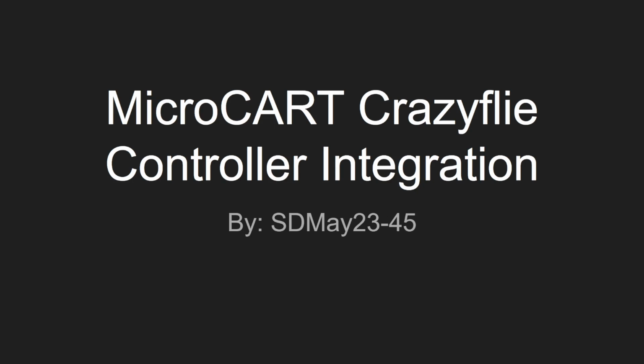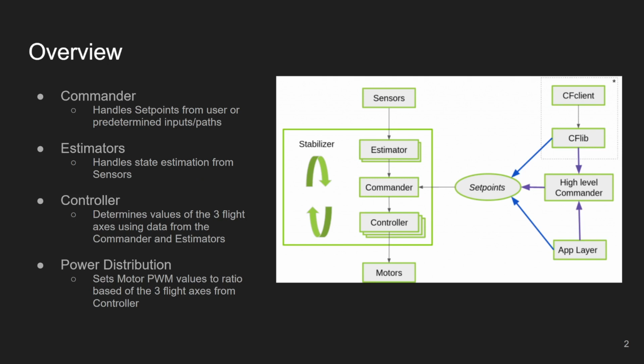to motor actuation. So we'll start off with a little overview of the four key points that the data will pass through. We'll start with the commander. The commander handles set points from the user or predetermined inputs or paths. Then there are the estimators. The estimators take data from the sensors and use it to infer and determine states, as to where the drone is and its current rotation and things like that.